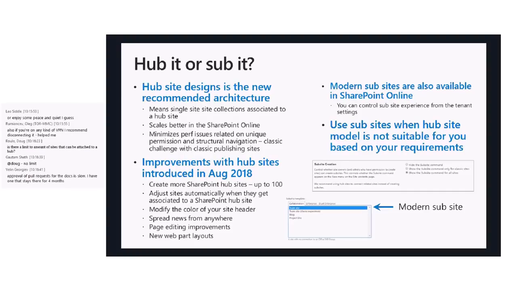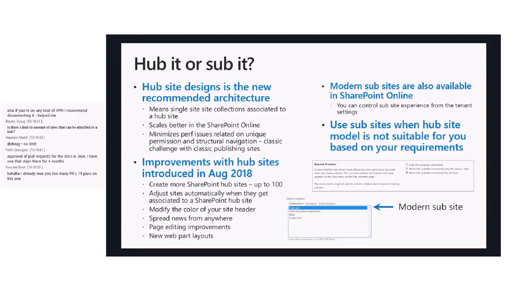There's no limit on associating sites to the hub site. But with hub sites, you cannot have a hub site associated to a hub site, so you can't really have a deep hierarchy. It's a single level hierarchy from that perspective.